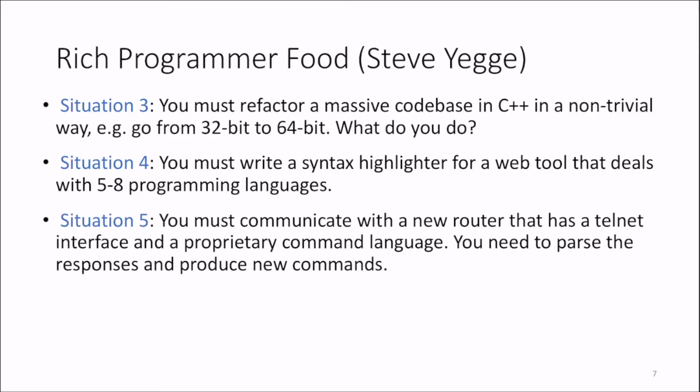Situation 5 seems like a low-level systems thing. You need to communicate with a new router that has a telnet interface and a proprietary command language. It's not uncommon, and different companies will have completely different such command languages. So you need to understand these responses, parse them, and produce new commands to interact with this router. So again, this doesn't feel like writing a compiler, but all of the tools that we will study in this compiler course will enable you to write such a tool using fairly general principles so that you know it's correct and it's not a hack.